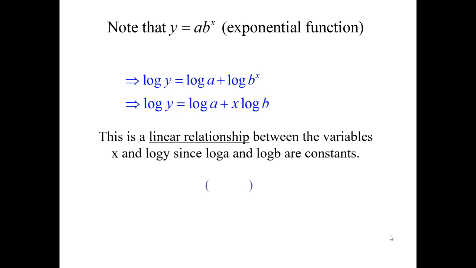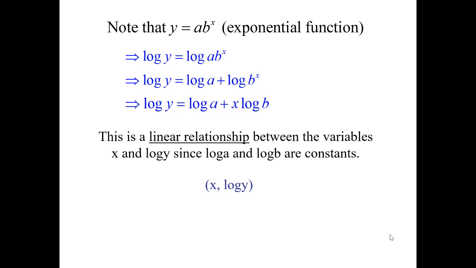Now remember, y equals a times b to the power of x. This is our exponential function. If I take the log of both sides, I get log y is equal to log of a times b to the x. I can use our rule of logarithms to break apart my right-hand side to log a plus log b to the x. I then apply the other rule, so log b to the power of x becomes x times log b.